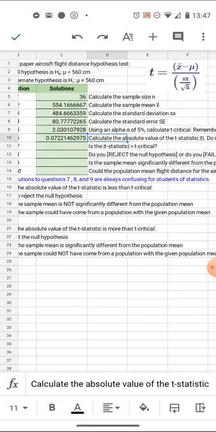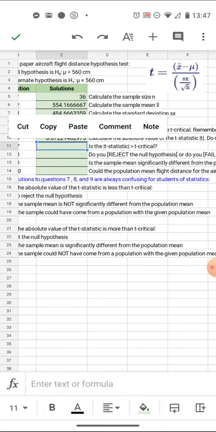Is the T statistic bigger than T critical? Oh no, 7 cents is not bigger than $2. If you think 7 cents is bigger than $2, I'll give you 7 cents if you'll give me $2. I don't think that's a fair trade. This is a lot smaller. So we can answer that: no.